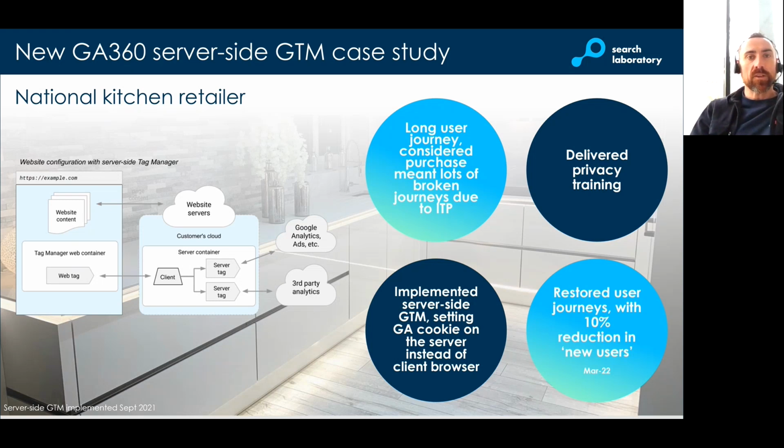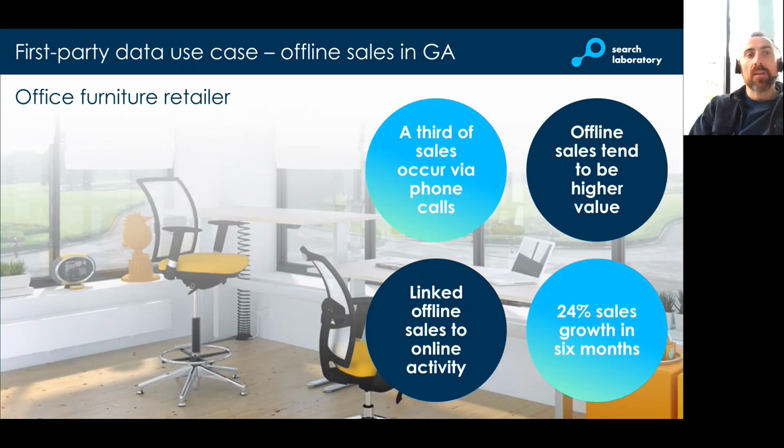So that meant that we saw a reduction of new users in what we could see in Google Analytics. So that basically helped us collect better, more robust data against our set of users to then make better decisions from. We also have a first party data use case. So we're able to push offline sales into GA.